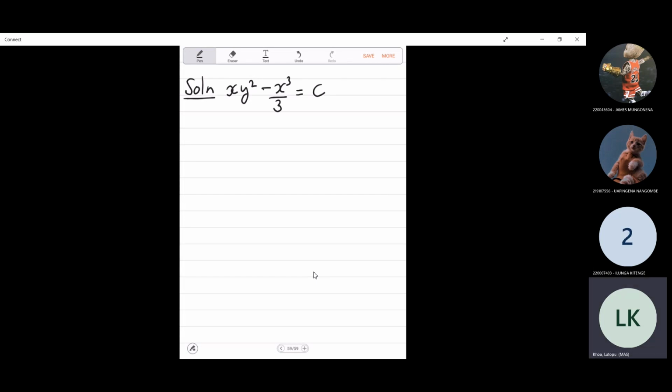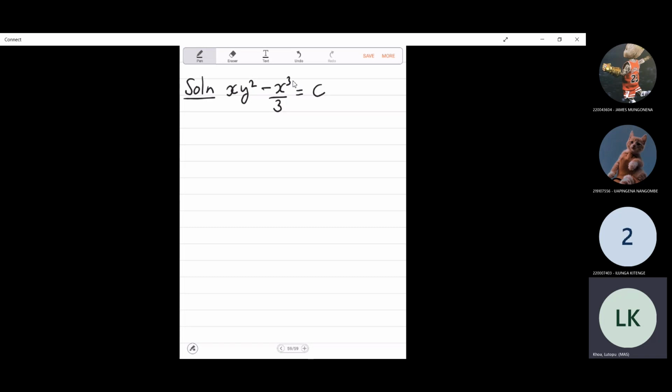Okay, so again, you can multiply by 3 throughout. Just remember that when I multiply this constant by 3, I still have a constant, so I don't need to write 3c or something like that. Just write c to represent the constant. Okay, so that's that one.